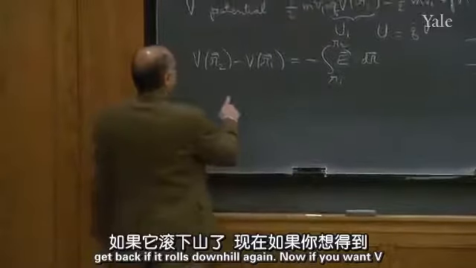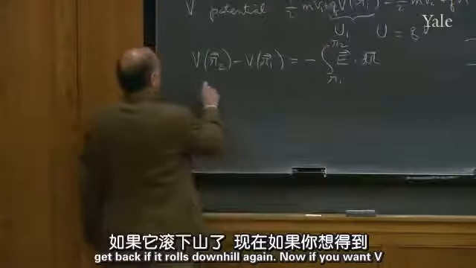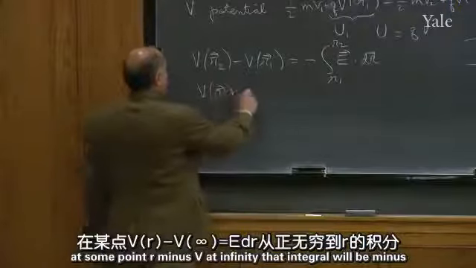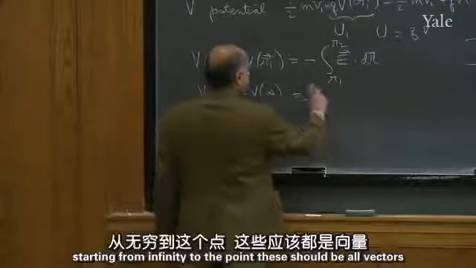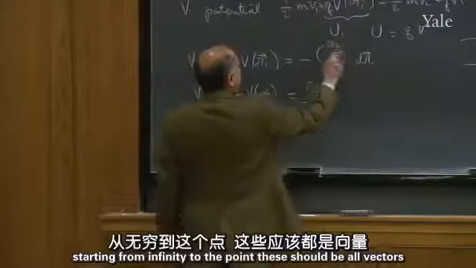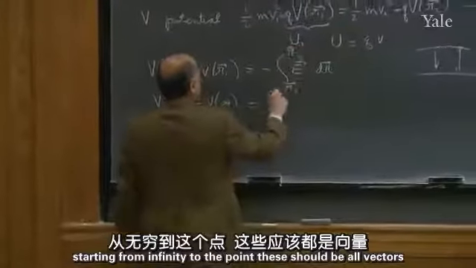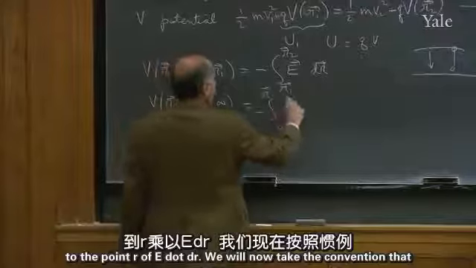Now, if you want V at some point r, V of r minus V at infinity, that integral will be minus, starting from infinity to the point r, these should be all vectors, of E dot dr.